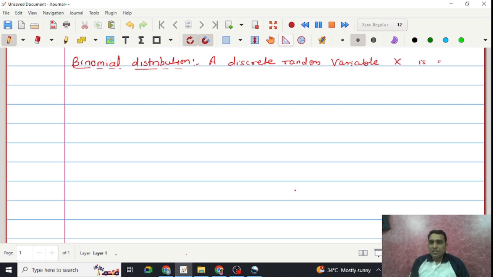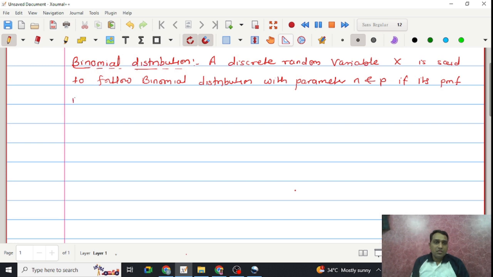The definition of the binomial distribution: a discrete random variable X is said to follow the binomial distribution with parameters n and p if its PMF, probability mass function, is given by P(X = x) = nCx p^x q^(n-x), where X takes values 0, 1, 2, up to the highest value n.